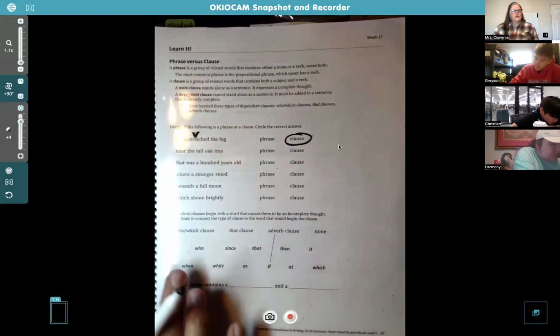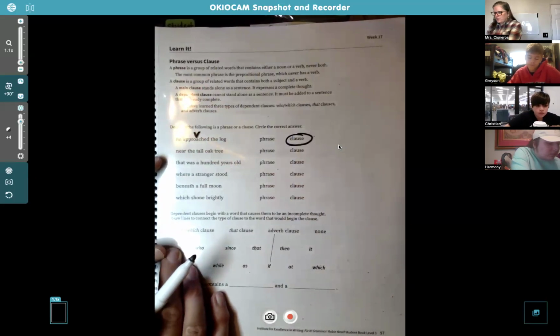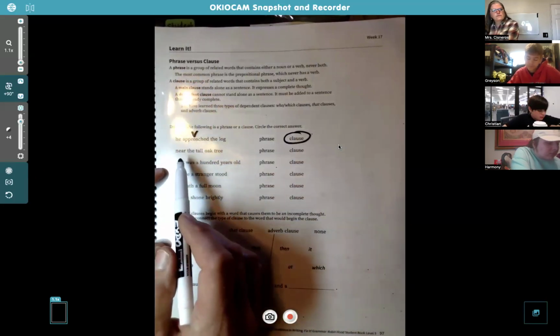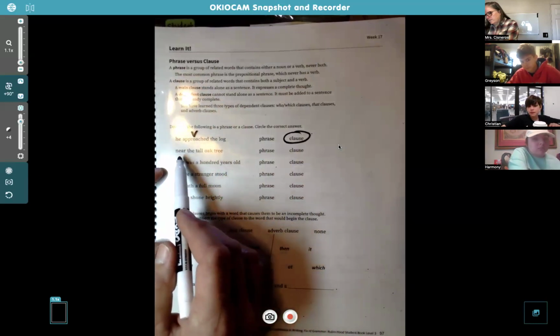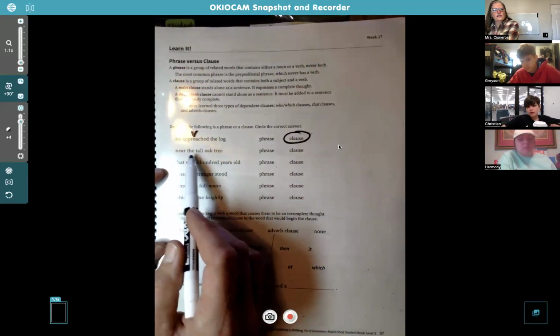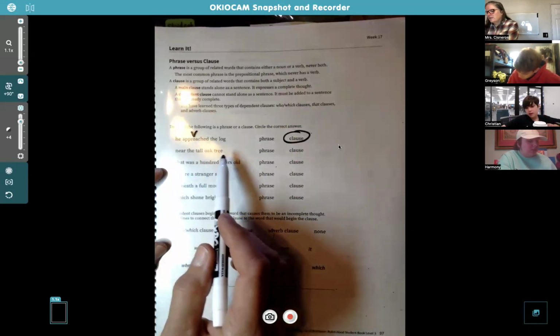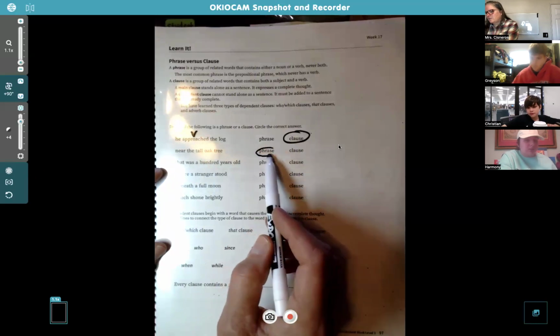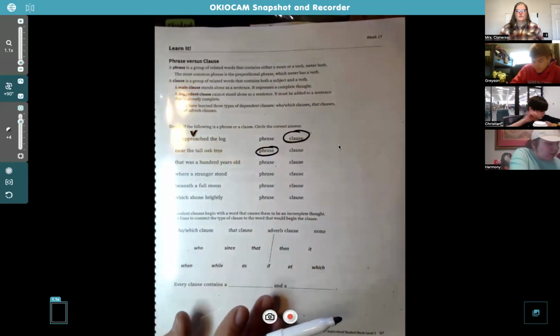And then Christian, I'll have you do the next one, and then Harmony will do the one after that. So what is this one, Christian? A phrase? It is. Can you read it though first? Near the tall oak tree. Yes, that is a phrase because there's no verb there. That's our clue. We're looking for those verbs.